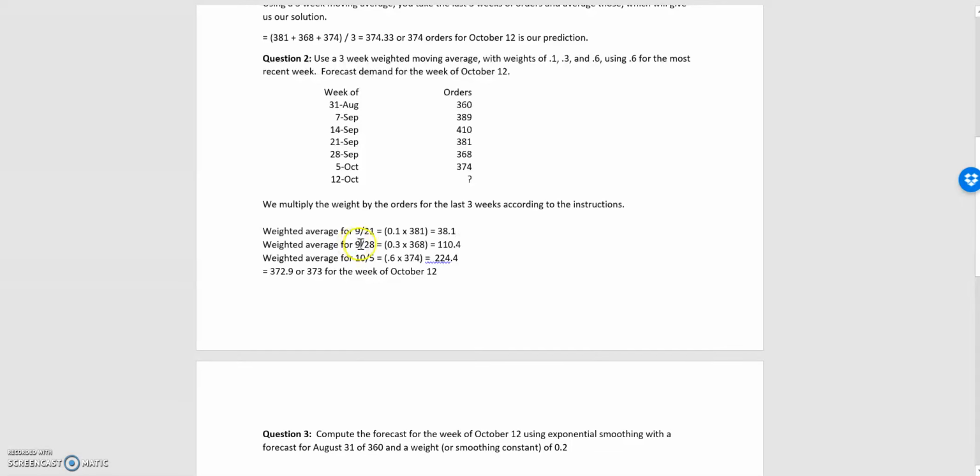Weighted average for 9/28 is 368 times 0.3, which is 110. Weighted average for 10/5 is 374 times 0.6, which is 224.4. So we tally these up and we get around 373 for our forecast for October 12th.